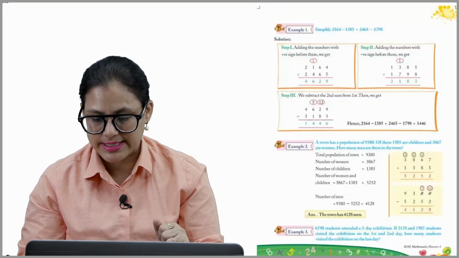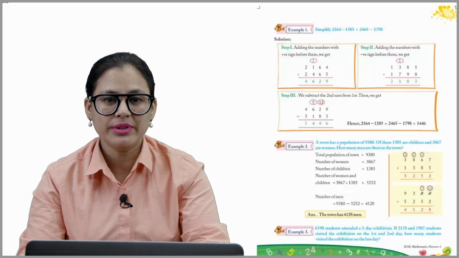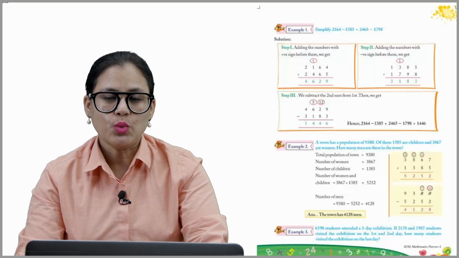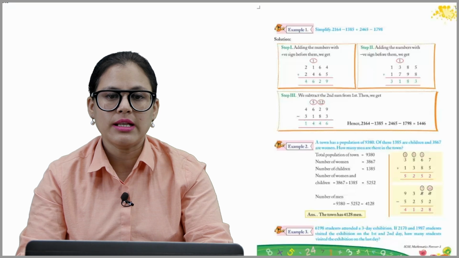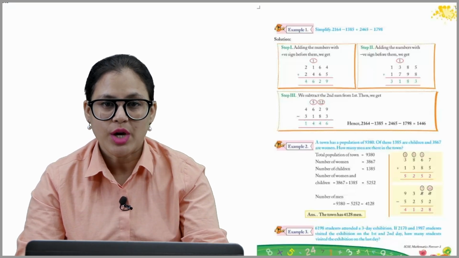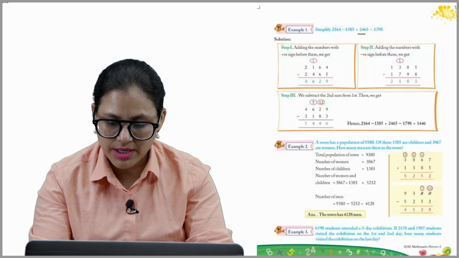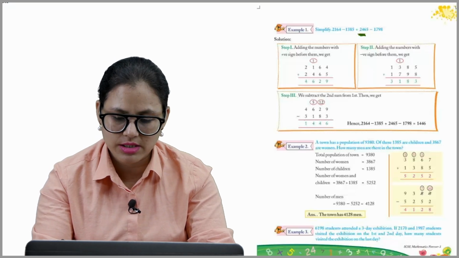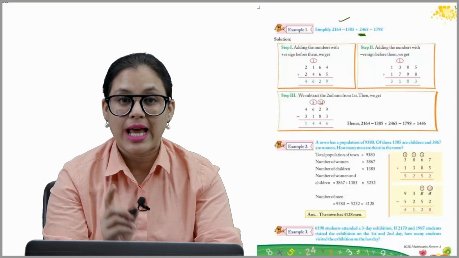Okay. Let's do the example. We have to simplify. Okay. So what is the step? Step 1 is adding the numbers we get with positive sign before them. Okay. So this number has a positive sign before it and this is also a positive number. So step 1 is we will add them up.